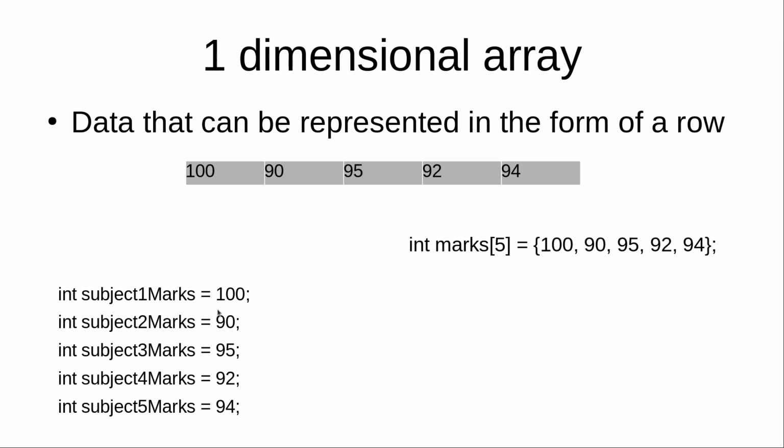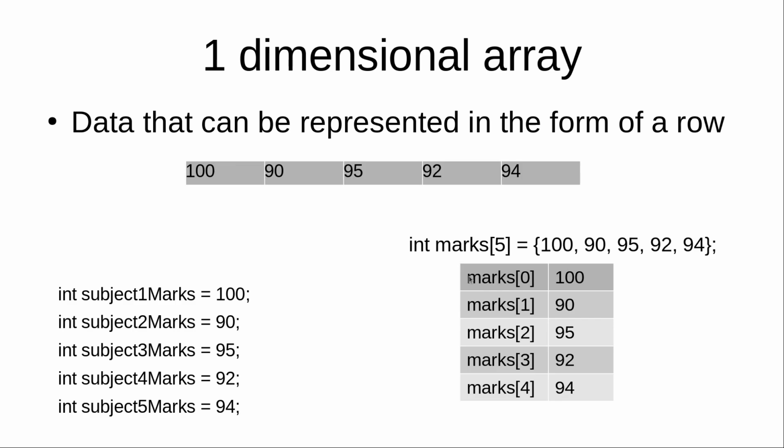Here we had 5 variables, but if we are using a one-dimensional array, this is a way of representing it: int marks[5] = {100, 90, 95, 92, 94}. So instead of these 5 variables, we now have just one array variable. The name of the variable is marks, and inside the square brackets we have written 5, which represents that this array can store 5 values. And what is the data type? Similar to the 5 cases earlier, the data type here is int.